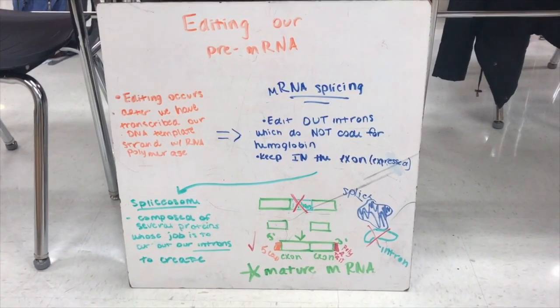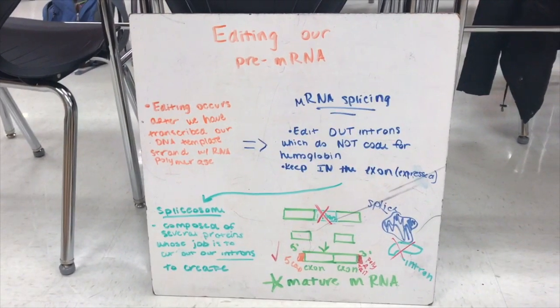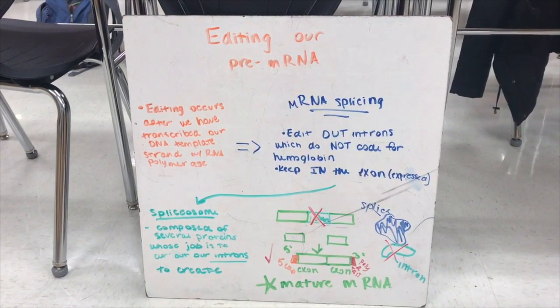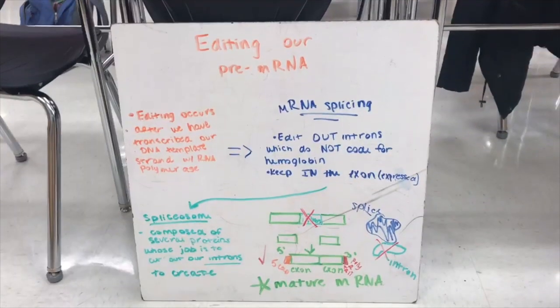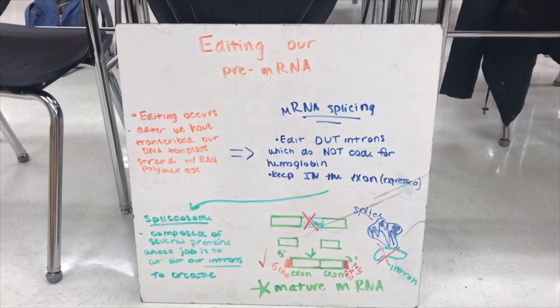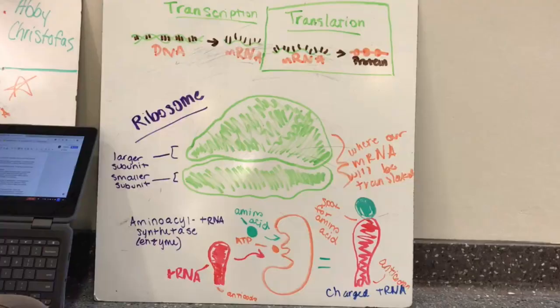So to begin splicing our mRNA, we'll need a spliceosome. A spliceosome consists of several RNA proteins, and its job is to cut out the introns from the pre-mRNA molecule so that we have a mature mRNA ready to be transported out of the nucleus to be translated into the cytoplasm. After we have finished transcription, we head into translation, the second process of protein synthesis.